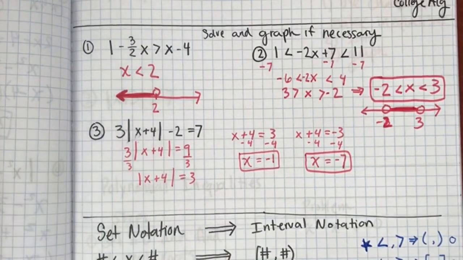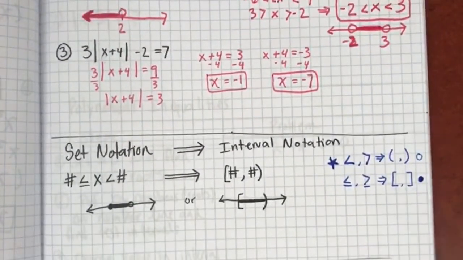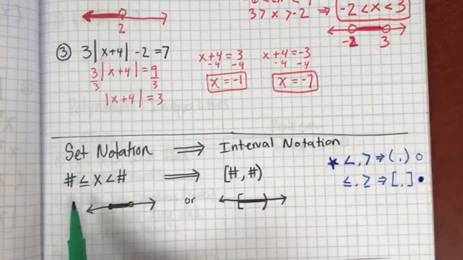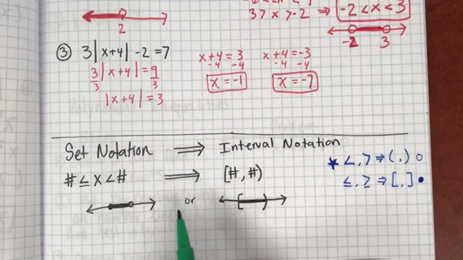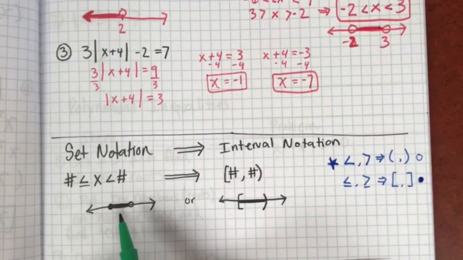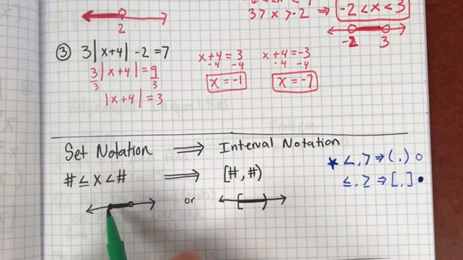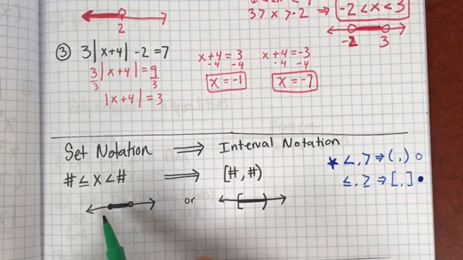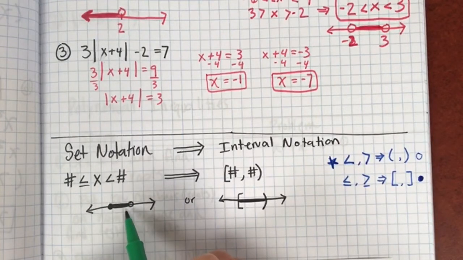Okay, and now we're going to combine those. So just a reminder for our graphing. We've got our set notation and our interval notation. Okay, and we'll probably have to write our answers like that. Remember what our graphs look like. A line underneath means it's going to be a closed circle. So if it's an or equal to, it's a closed circle. If it's just a less than, it's an open circle.